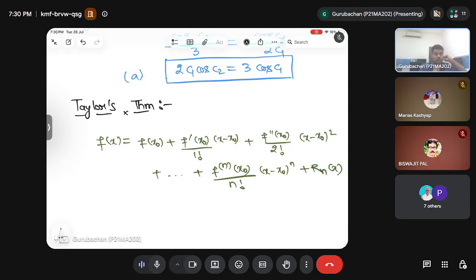Now from here, when we call it Taylor's polynomial, when we call it Maclaurin series, or when we call it Taylor series, can anybody tell me?